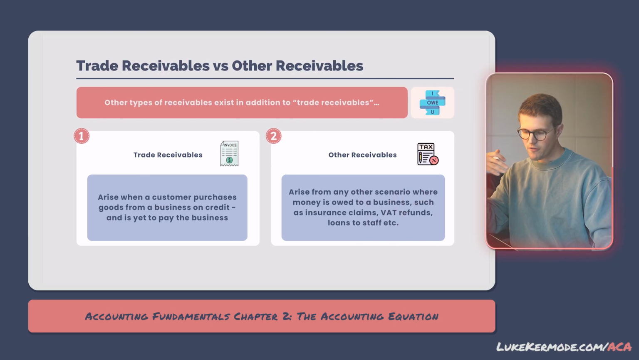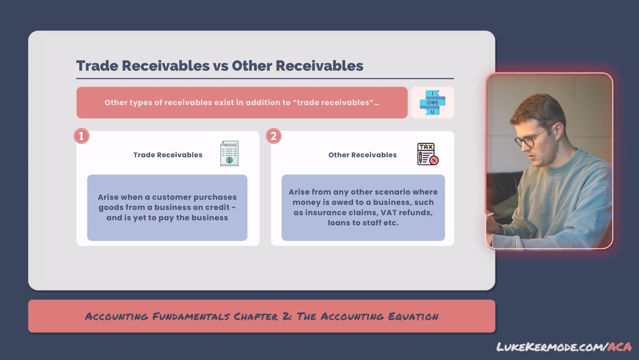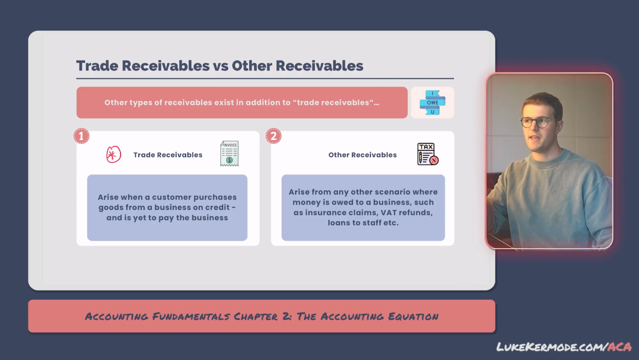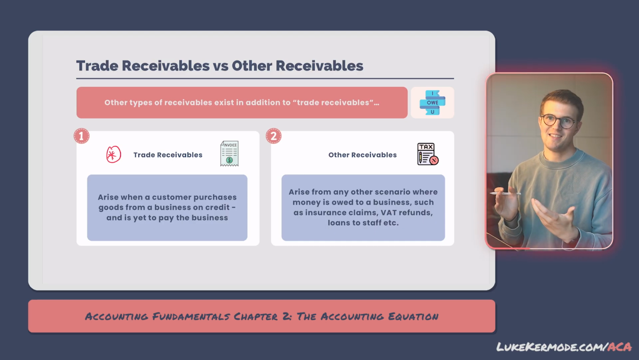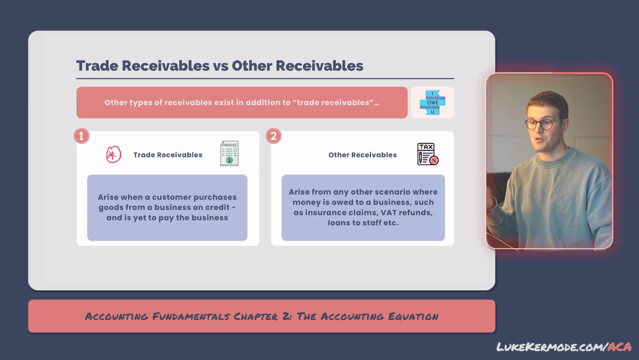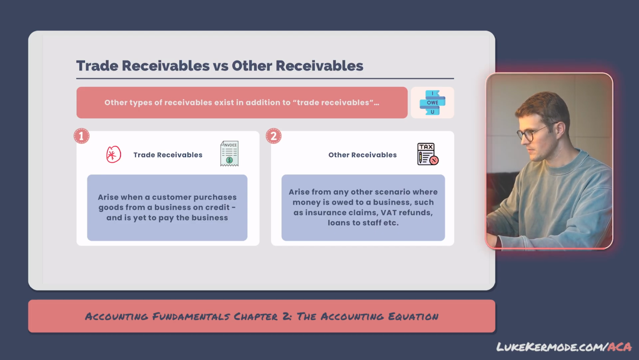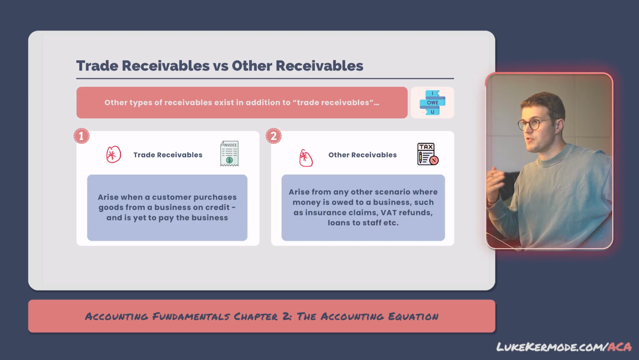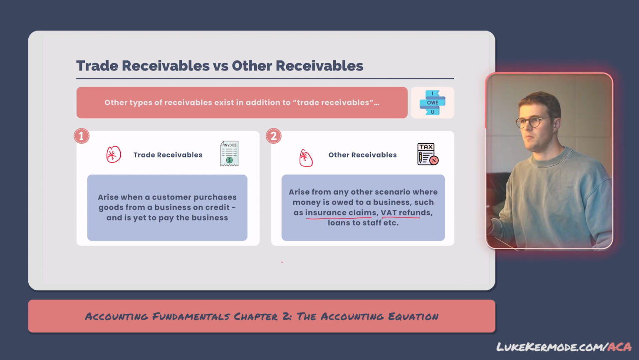So far when we've thought about receivables, we've spoken specifically about trade receivables, amounts that are owed by customers who've bought goods or services on credit. But it's important to understand that not all receivables arise from credit sales. A receivable is simply just money owed to the business by another party. So while credit customers are the most common source of receivables, receivables can also arise from a wide variety of other situations. So for example, the business might be waiting for an insurance claim to be paid out or a VAT refund from the tax authorities to be received.